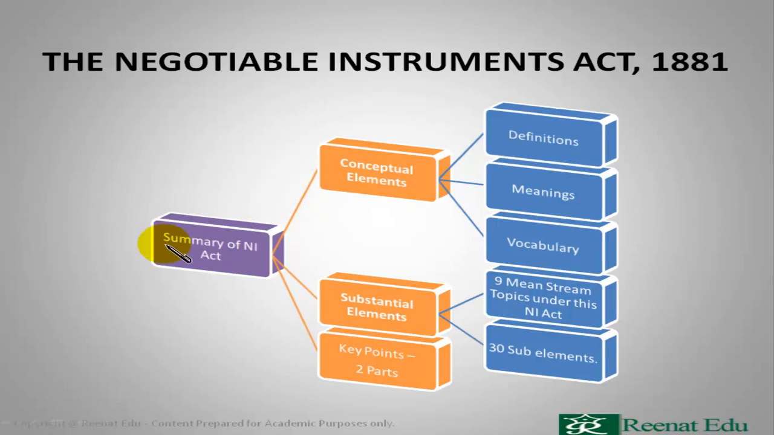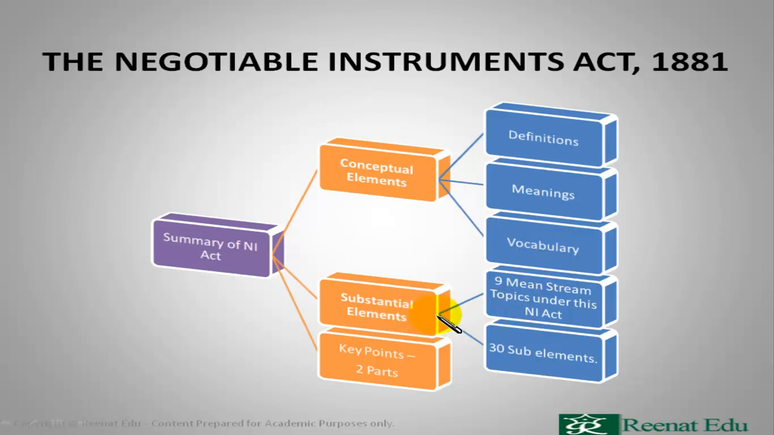So mainly the summary of the NI Act is basically divided into 3 parts. Number 1 is conceptual elements, second is substantial elements, and third is key points. And this is going to be discussed in 2 parts, that is why here we mention 2 parts. The conceptual element contains definitions: what are the standard definitions given by the sections, and the meanings and various vocabulary meanings will be discussed.